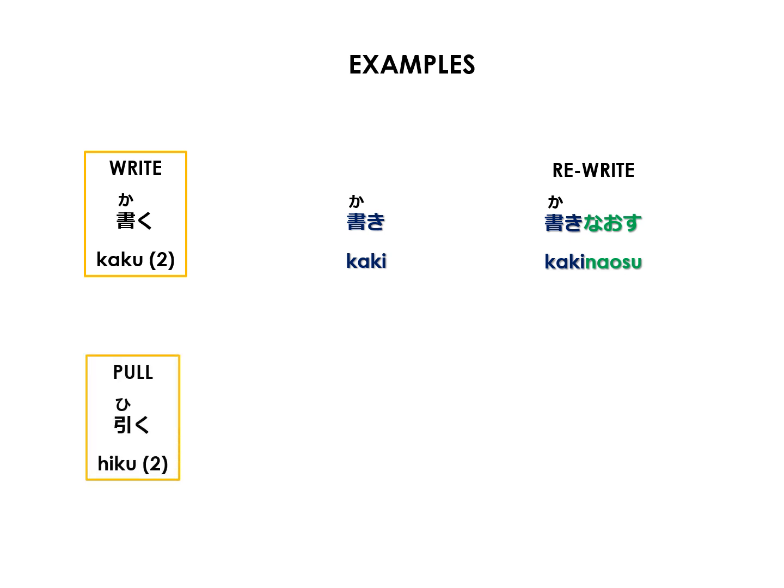To write is kaku. Conjunctive form is kaki. Kakinaosu. Kakinaosu means to rewrite. To pull an object is hiku. Conjunctive form is hiki. Hikinaosu. Hikinaosu means to pull again or repull.